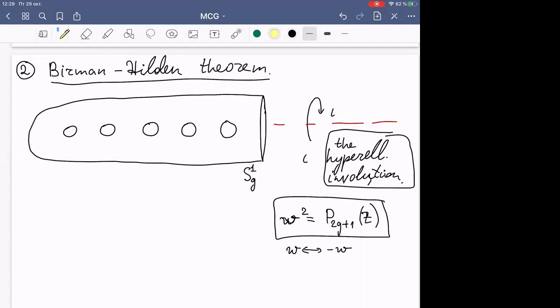Look, this hyperelliptic involution has fixed points, which are intersection points of the rotation axis with our surface, and we have 2G plus 1 fixed points.